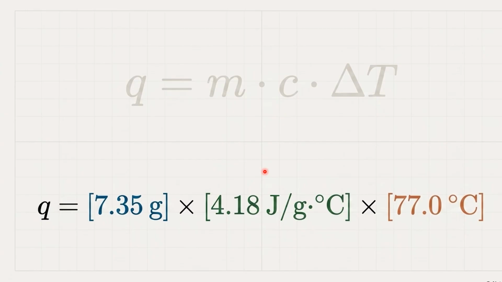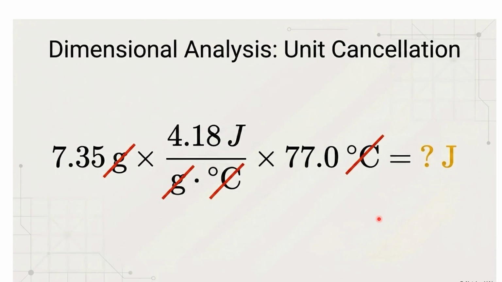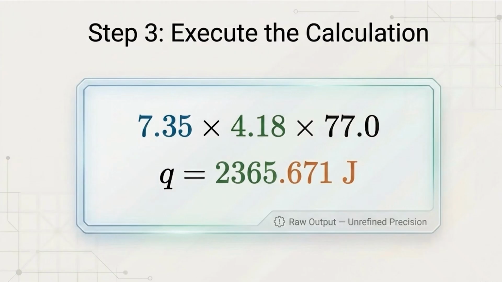Okay, we've got all our puzzle pieces. Let's substitute our known values directly into that core heat formula. We drop in our mass of 7.35 grams, we multiply that by water's specific heat of 4.18, and then we multiply that by our newly calculated temperature gap of 77.0 degrees Celsius. But wait, before we just blindly punch numbers into a calculator, let's look at how beautifully the units behave here through dimensional analysis. The grams from our mass completely cancel out the grams in the denominator of the specific heat, and those degrees Celsius cancel out our temperature units entirely. This leaves us strictly with joules, which is perfect because it proves our formula is correctly set up to solve for pure thermal energy. Now for the fun part.